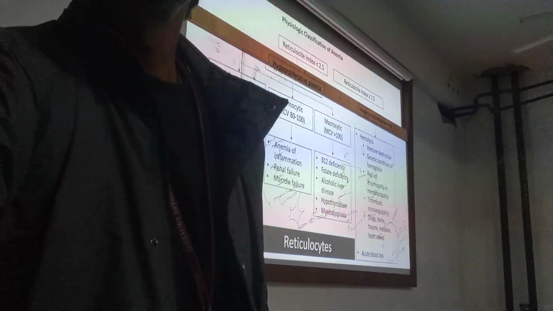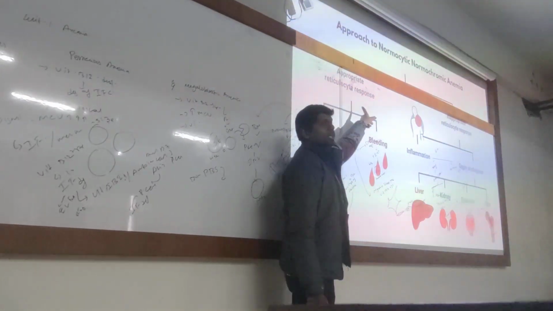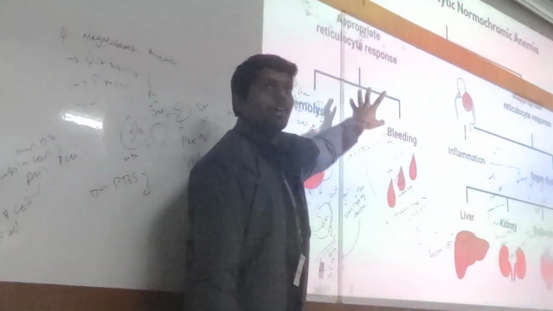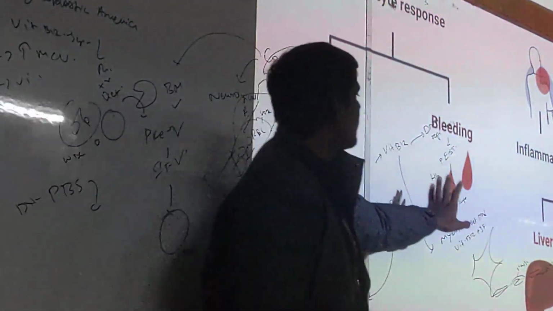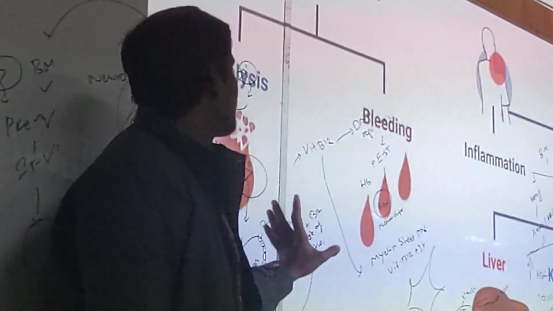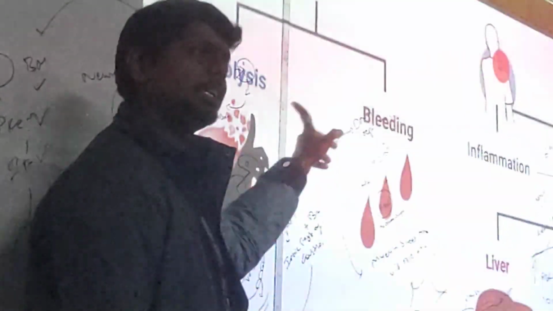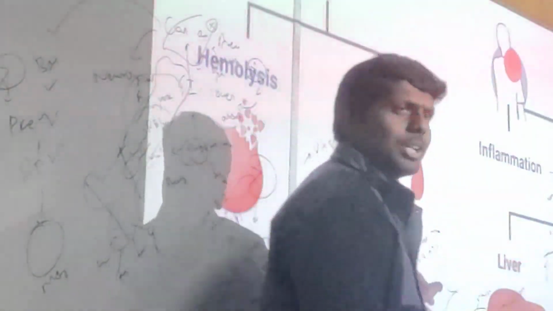I have one table actually. I want to show that table to you. Yeah, this is the table I want. Okay. An appropriate reticulocyte response means there is proper reticulocyte production, which indicates either hemolysis or bleeding. This can be manageable. Hemolysis, we will try to understand what is causing it. We will treat it. Bleeding, we already know. Internal bleedings, we will treat them.